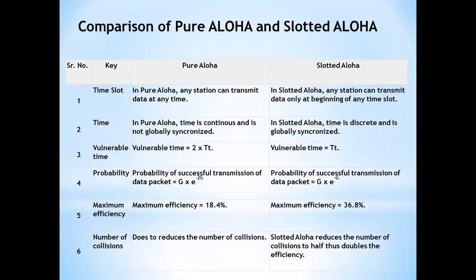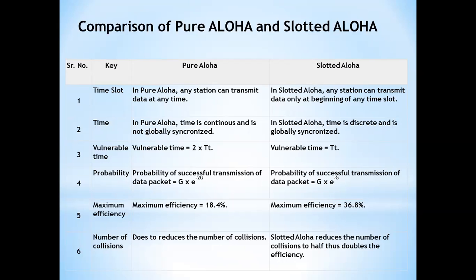In pure Aloha, any station can transmit data at any time. In slotted Aloha, the data will be sent at the beginning of the time slot. In pure Aloha, time is continuous and not globally synchronized, and in slotted Aloha, time is discrete and globally synchronized, so that one user can send data at the beginning of that particular time slot. Vulnerable time in pure Aloha is equal to 2 times T, and vulnerable time in slotted Aloha is equal to T. That is, pure Aloha has exactly double the vulnerable time.